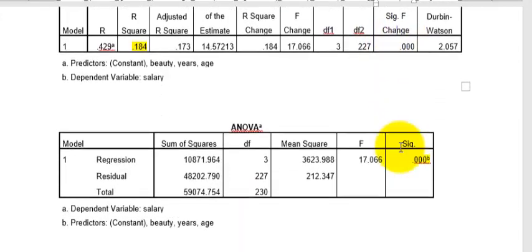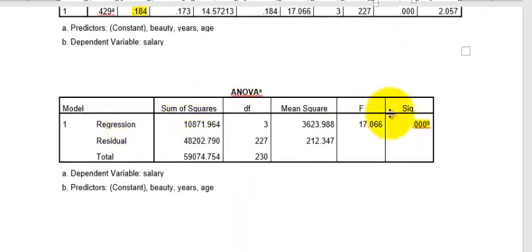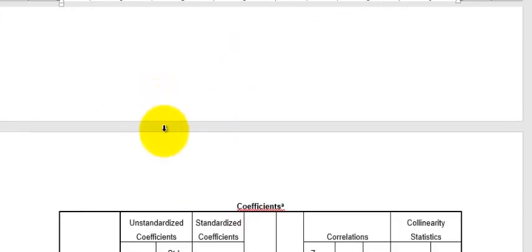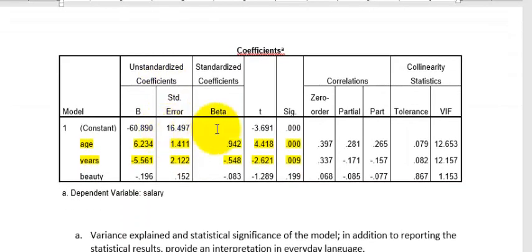So let's jump down there. There's the ANOVA. It is significant. Therefore, this regression model is significant. In other words, at least one of your predictor variables, beauty, years, or age, is a good predictor of how much a person's going to make with their salary. So let's actually read the questions.